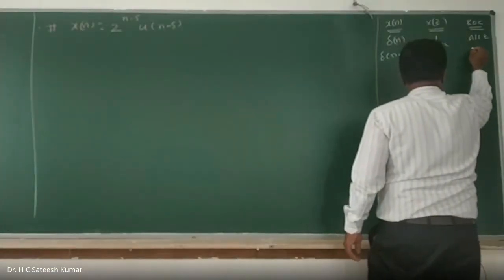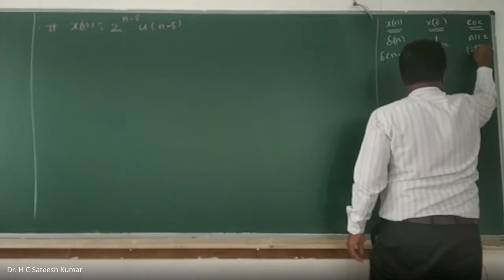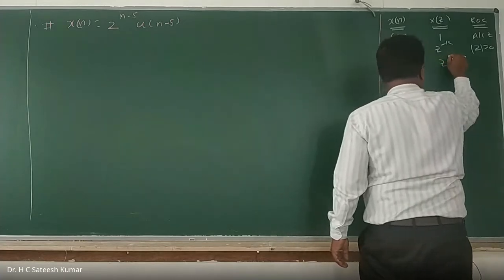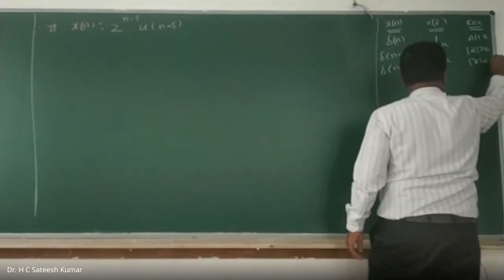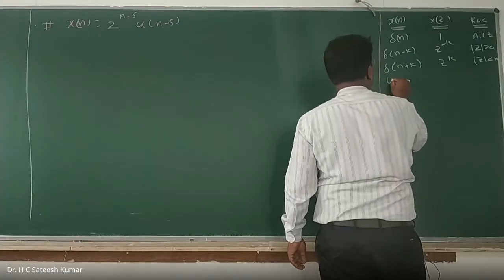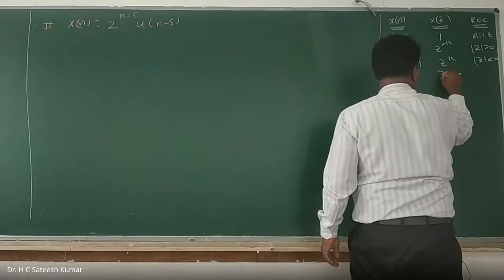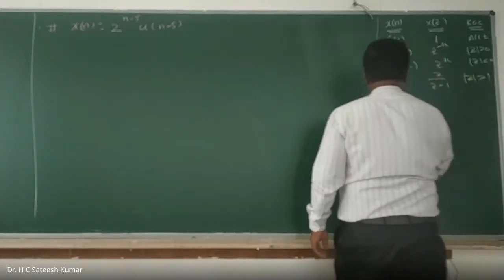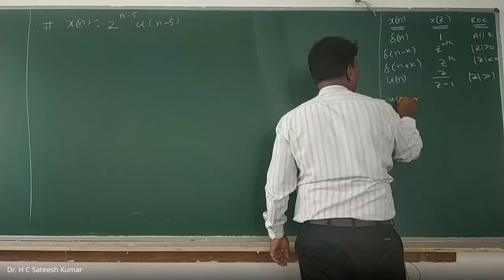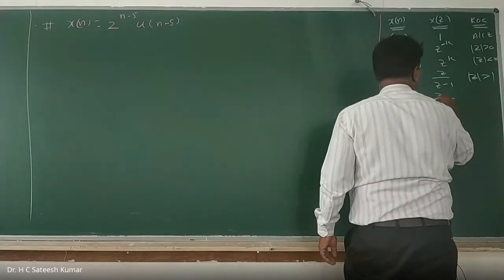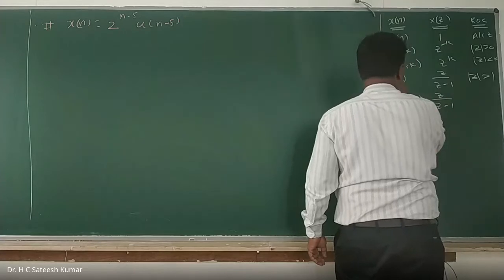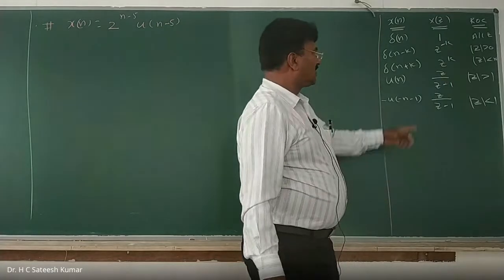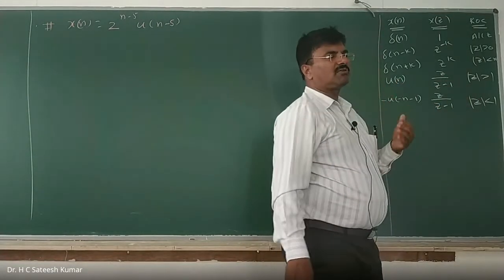And what is the ROC for this one? Mod z greater than 0. Delta of n plus k, z to the power of k, mod z less than infinity. And u of n, z divided by z minus 1 with mod z greater than 1. And minus u of minus n minus 1, z divided by z minus 1. Both of them are the same, but the only thing is the ROC is different. So that's why ROC is very, very important here, because if the ROC changes, the sequence will change.